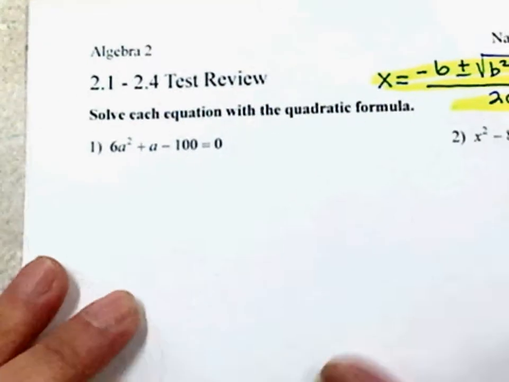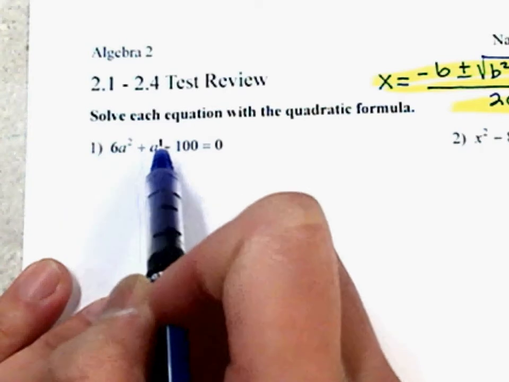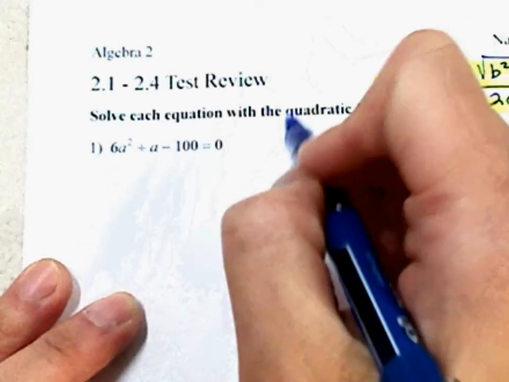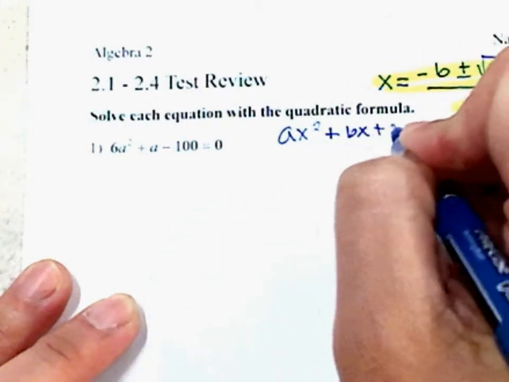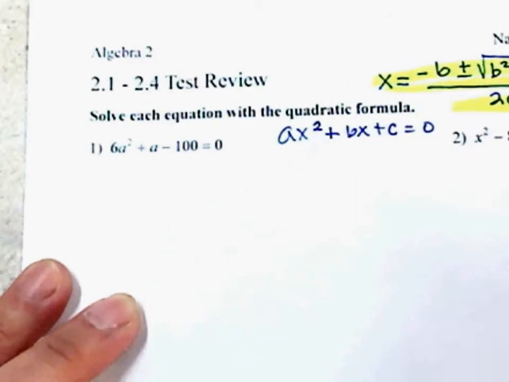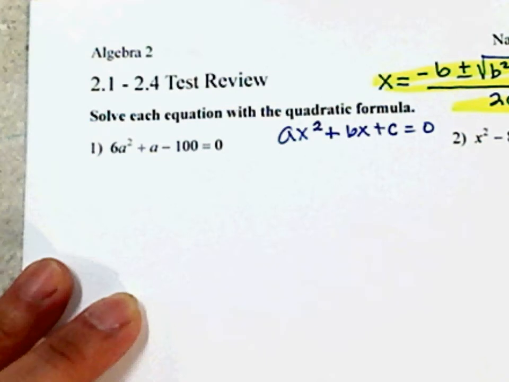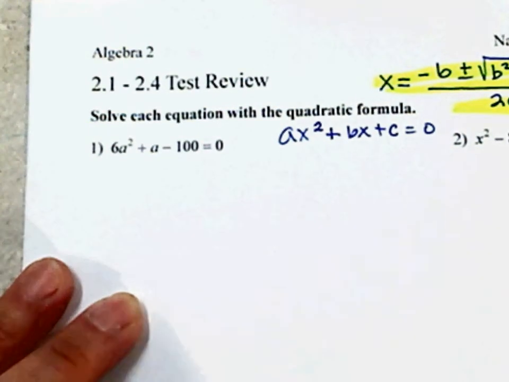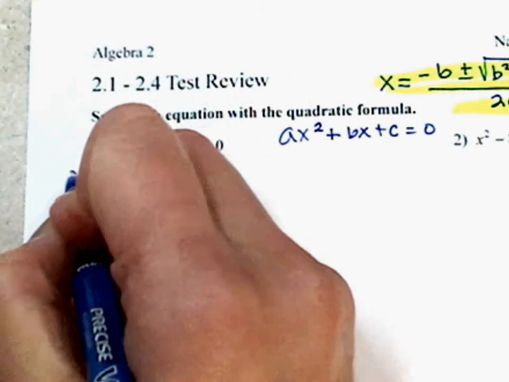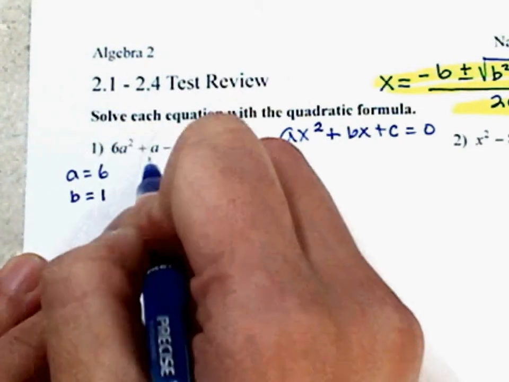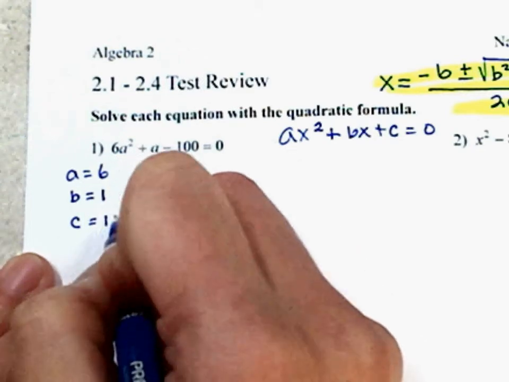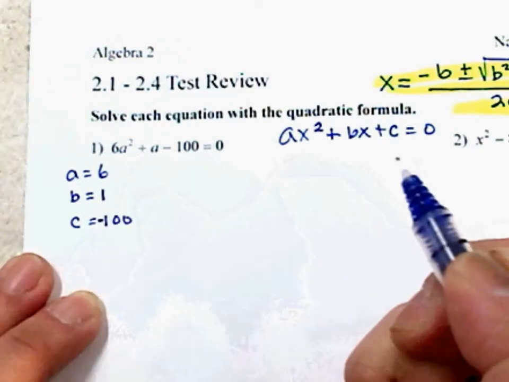Okay? You need to make sure that it goes in order: a squared, a to the first, and your number. It needs to be in the order of ax squared plus bx plus c equals 0. Once that happens, it will come very easy for you. All right, let's take a look. A right here is 6. B is equal to 1. And C is equal to negative 100.